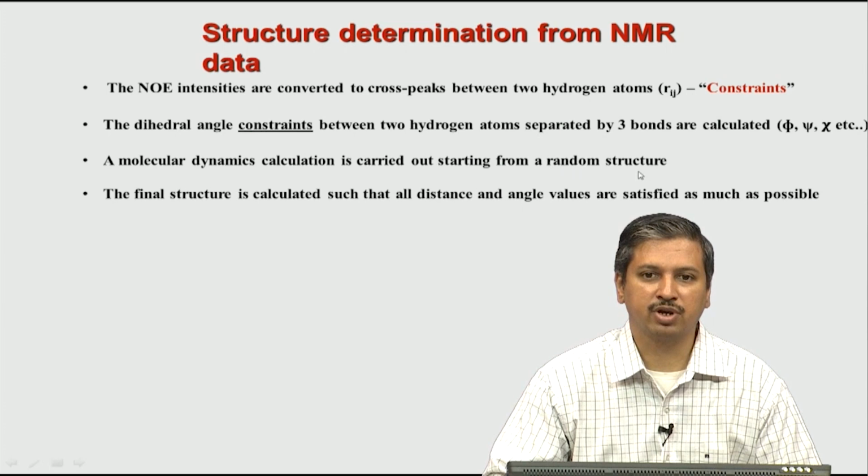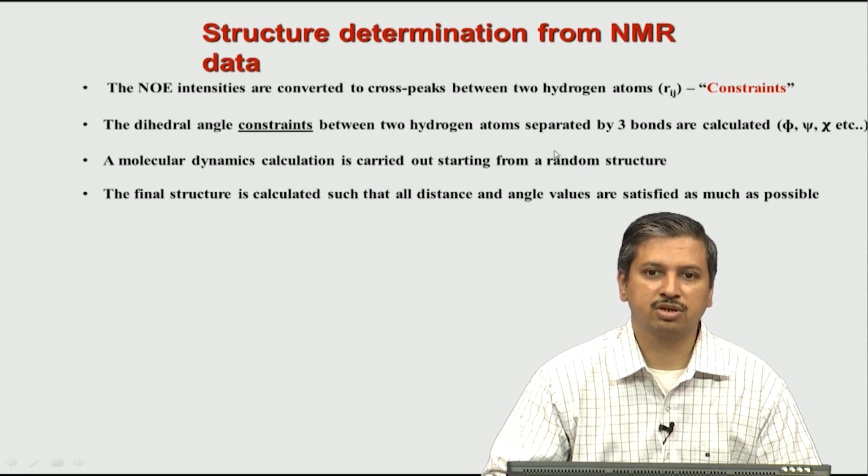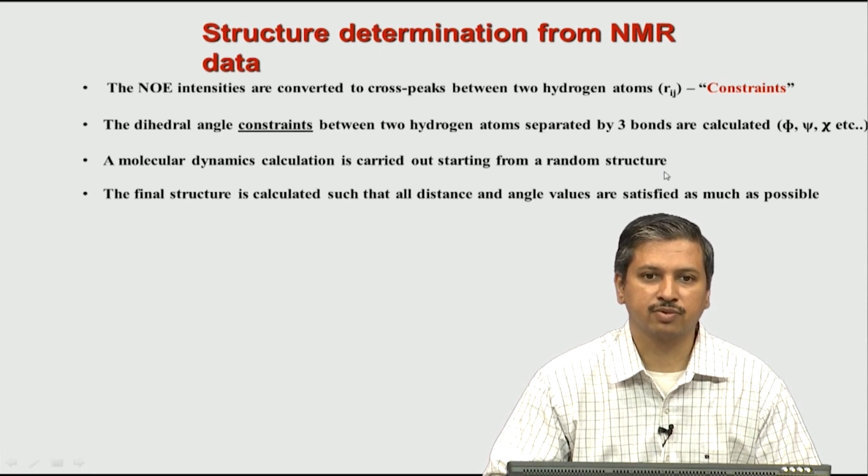So, we can start from a very random coil structure, and then you start giving these constraints, and based on these constraints, that is distance and angle, the program will now try to arrive at a 3-dimensional structure which will satisfy these constraints. The final structure which is calculated is such that all distance and angle values which we have given as input are satisfied as much as possible, because it is never possible to completely satisfy all distances.